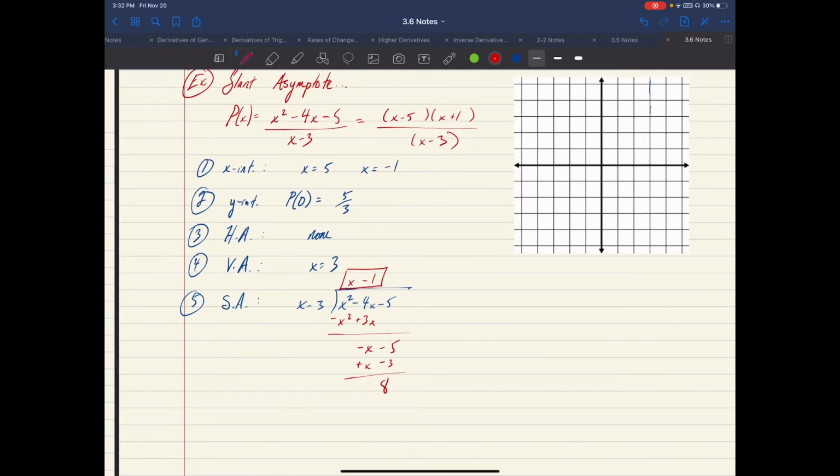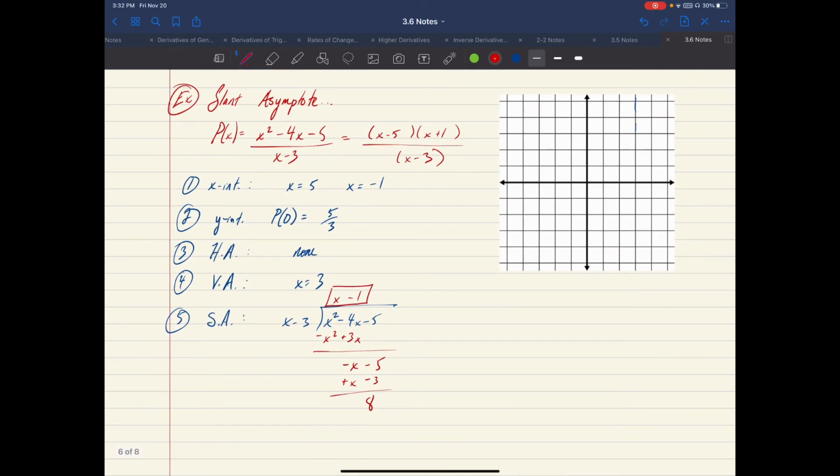So let's go ahead and start there when it comes to graphing. I'm going to graph the line y equals x minus 1 as an asymptote. That has a slope of 1, and goes through -1. And then we're going to graph the vertical asymptote, which is x equals 3. Okay, so those are our asymptotes.